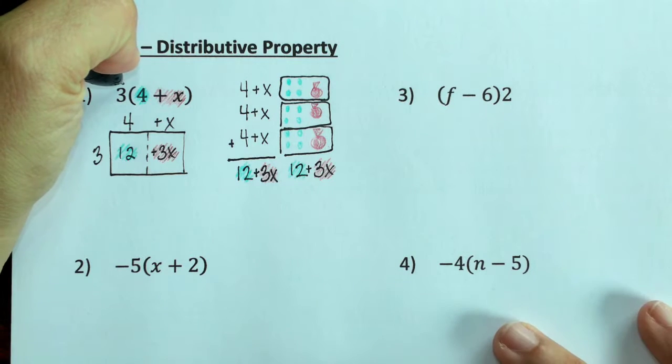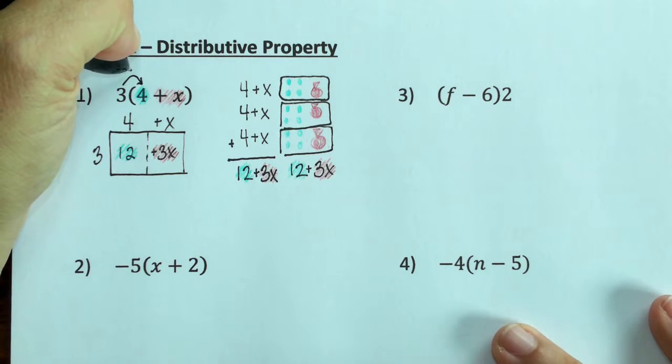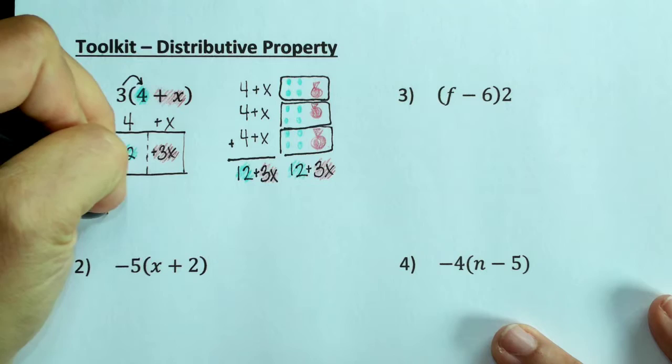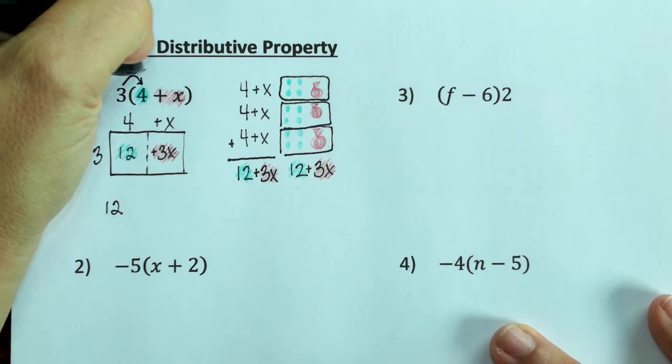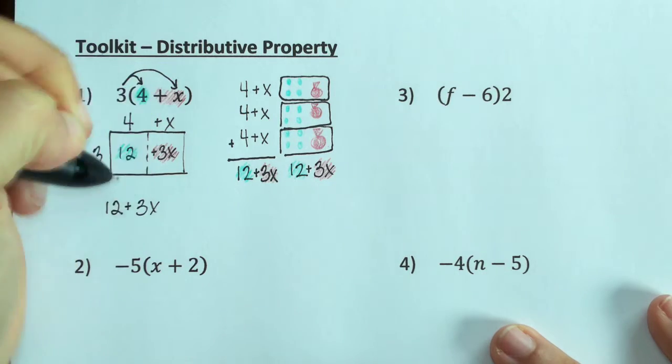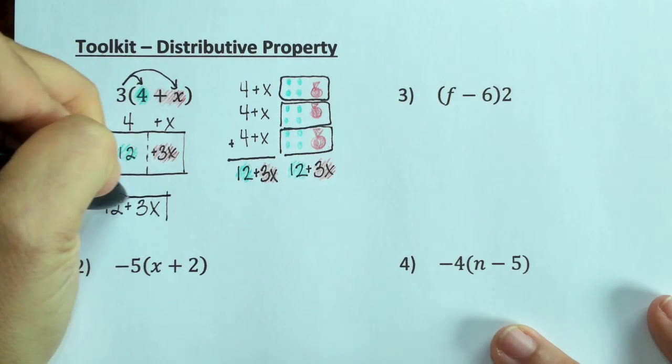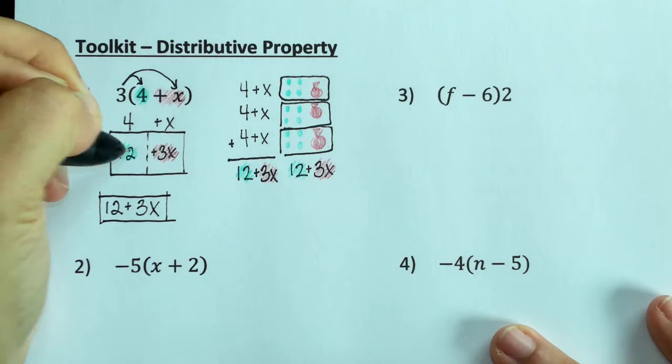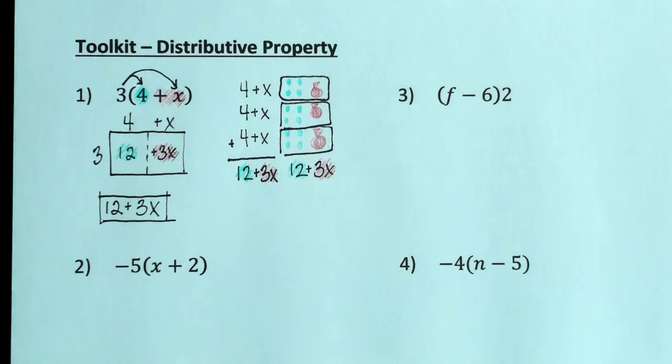This is saying I've got 3 times 4, and that's going to be 12. And 3 times x, and that's going to be plus 3x. And again, there's our final answer. I just showed you 4 different strategies for the same exact problem. They all mean the same thing.